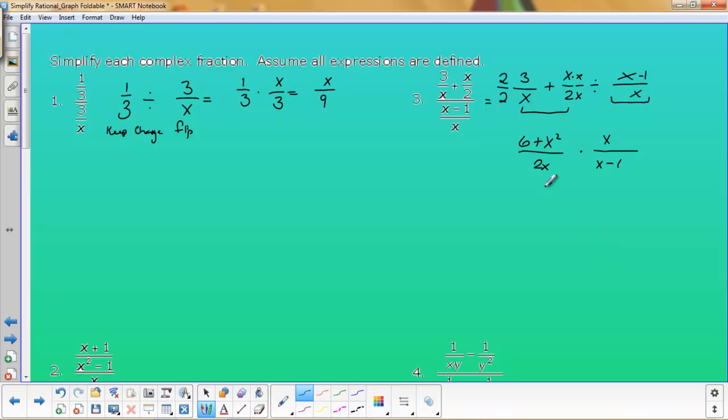The next thing I'm going to do is look for places where I can cancel. Notice that this x will cancel with that x right there. And what's left is my solution: 6 plus x squared divided by, I'm going to go ahead and distribute this through, 2x minus 2.